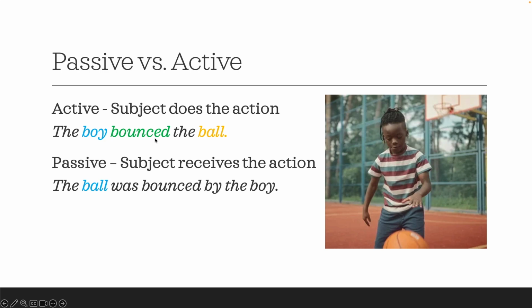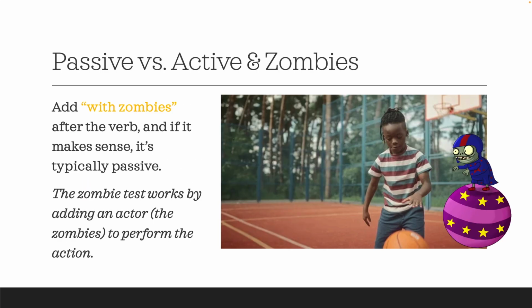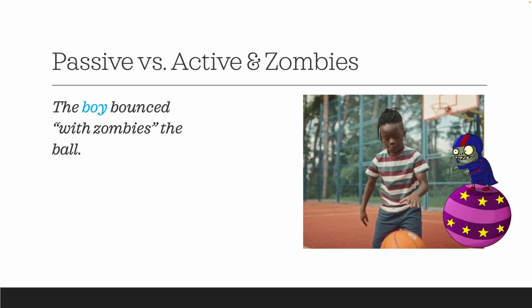If we can't quite determine if that's the case, we can try a little trick called "with zombies." By putting "with zombies" after the verb, you can tell if it makes sense, and if it does, it's passive. So the "with zombies" test basically adds a subject. It puts someone to perform the action in the sentence. It looks like this: The boy bounced with zombies the ball, because we put it in after the verb, bounced.